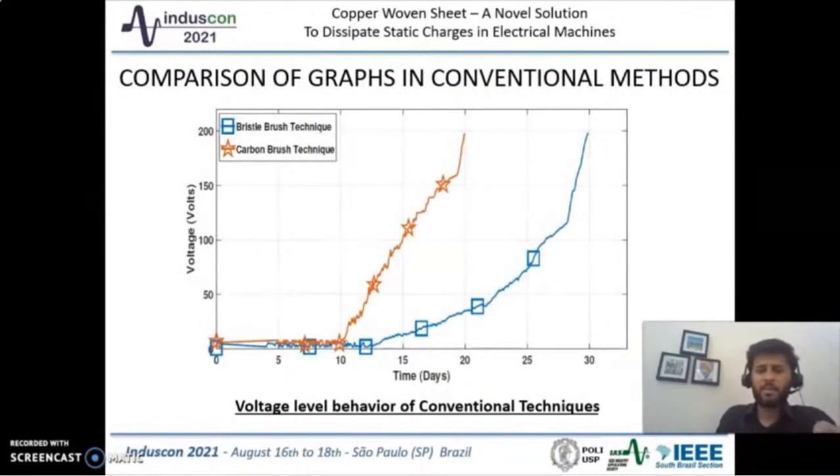This is a comparison of both techniques. You can see they work well till 9, 10, 11 days, then the graph starts rising. The rising is of the voltage. At 178 volts, an electrical breakdown occurs, and the whole setup stops.